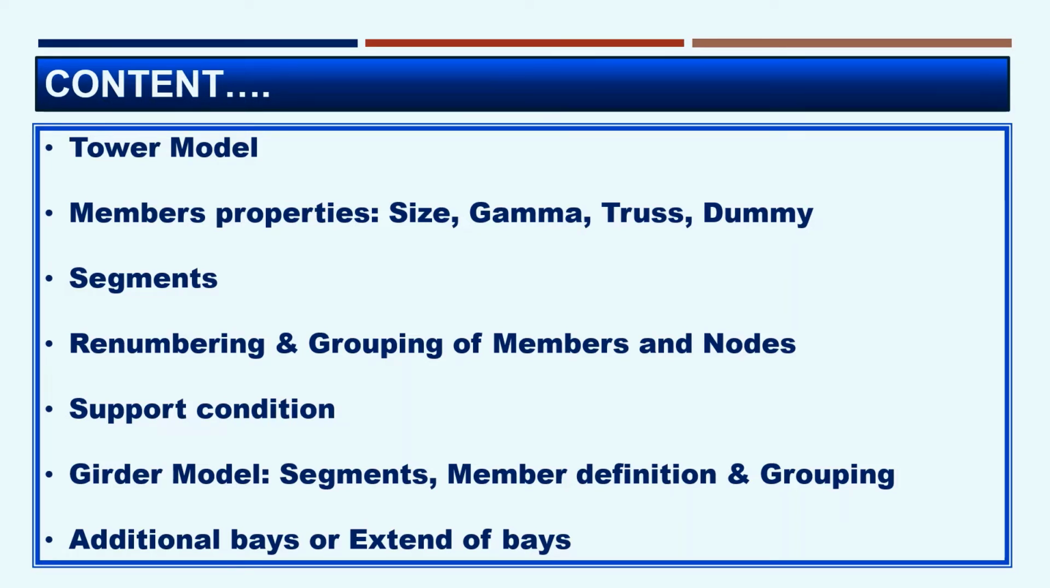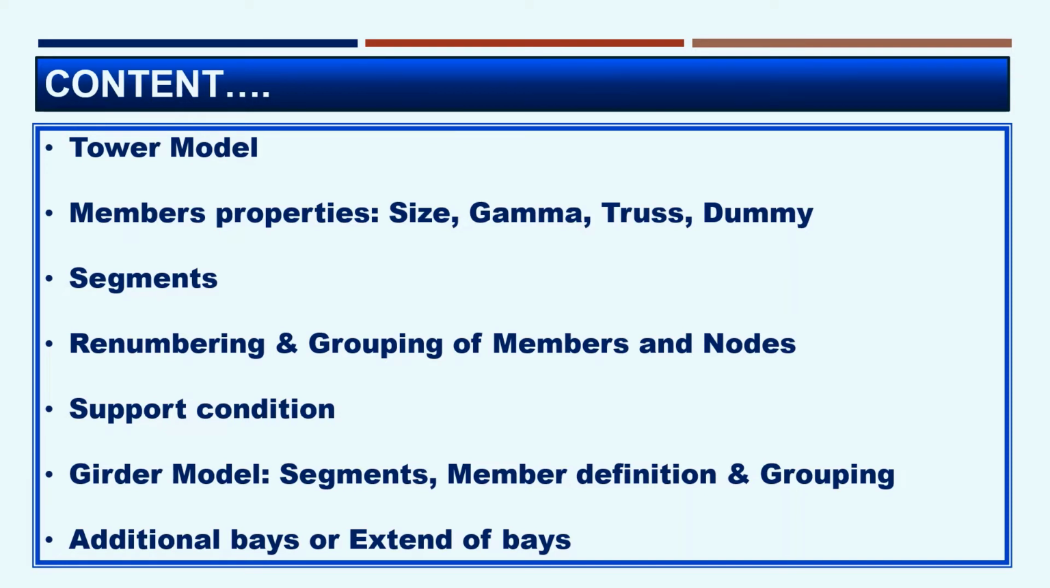And segments, we need to segregate the various structural members based upon their structural arrangement. Like segments, we need to provide different types of panels and different levels of splice connections, so that we need to prepare. And renumbering and grouping of members, we are going to look at how to do it in STAAD, and how to create the grouping in members and nodes also.